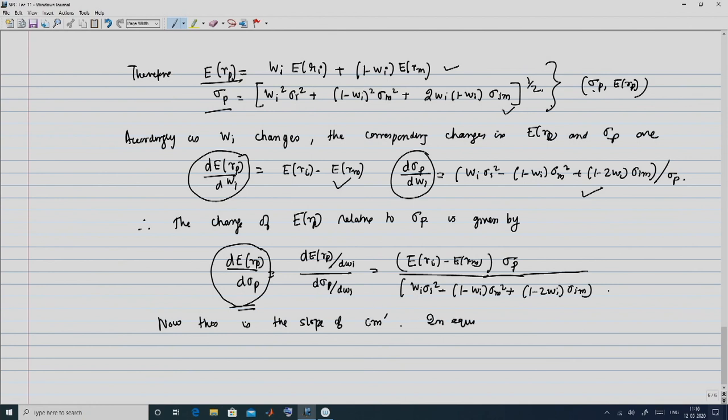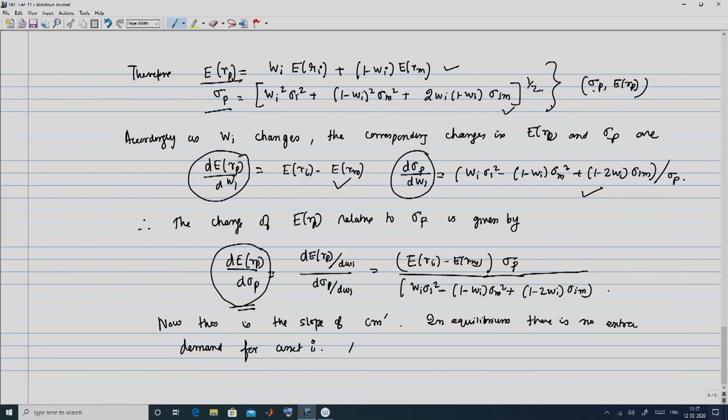Now in equilibrium, there is no extra demand for asset I. This means that there is no incentive for one to put in more money in the ith asset as compared to the amount of money that is already invested in the ith asset as a part of the market portfolio. So in a market equilibrium you will have the portfolio P comprising exclusively of the market portfolio, that is, WI is going to be equal to 0. This is when, as I have just explained, WI is going to be 0.